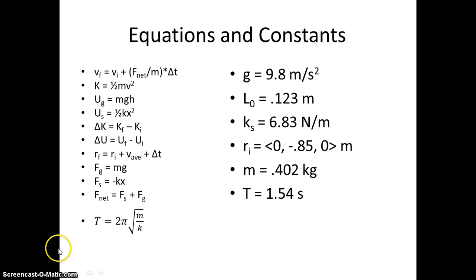So at the very bottom, the time period for a spring, calculating net force, force of the spring, gravity, change in position, change in potential energy, change in kinetic energy, kinetic energy, potential energy of the spring, potential energy of gravity, kinetic energy, fundamental principle, and then gravity, the initial length of the spring, which we derived from the video, the spring constant, again derived from information in the video I'm about to show you, the initial position, the mass, and the time period of the spring.